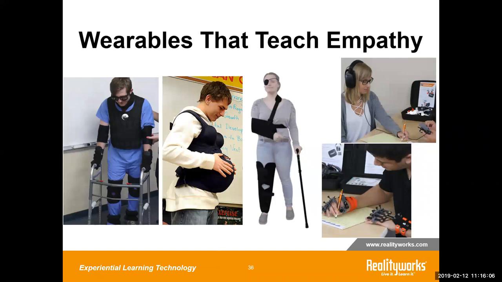We know that wearables can definitely teach those empathy skills, and those are very important. Some of the ones we have available that help teach empathy are our fully immersive geriatric simulation suit. We talked a little bit about a pregnancy simulation. We have a hemiplegia simulator that can be worn on either side of the body. Our hearing impairment simulator simulates four different hearing impairment conditions. Our arthritis simulator simulates the difficulty of hand movement, and the visual impairment simulator simulates six different visual conditions. All of those allow students to walk in the shoes of a patient.